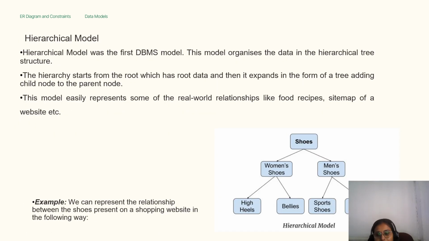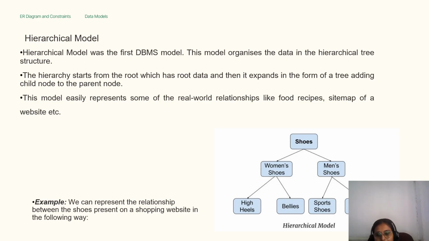First we can discuss what a hierarchical model is. The hierarchical model was the first DBMS model. This model organizes the data in a hierarchical tree structure. It starts from the root, which has the root data, then it expands in the form of a tree, adding child nodes to the parent node. This model easily represents some real world relationships like food recipes, sitemaps of a website, etc.